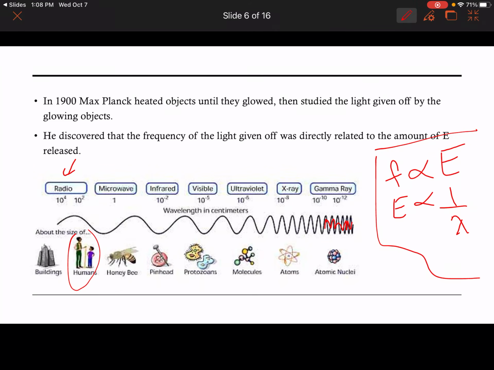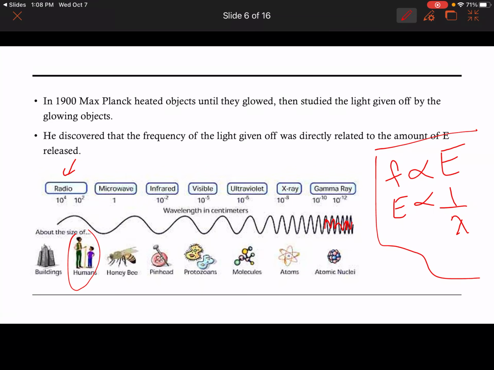10 to the 2 to 10 to the 4 is the range for radio waves. So they're really large waves. Large lambda, large wavelength, means they've got a very small frequency, which means they've got a low energy, which is good because we live in radio waves all the time. They're all around us. They don't really hurt us at all.